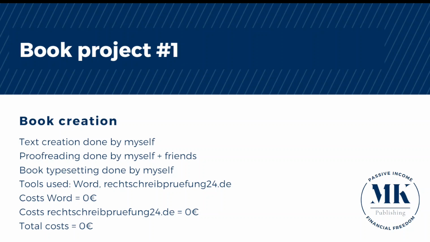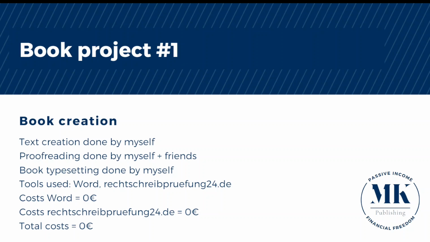Then after the text creation, you need to do a proofreading. So if the grammar is okay or the spelling is okay and so on. I did the proofreading again on my own, and I gave the book to my friends so that they proofread the text again, and this worked very well. You can also check out in Google, for example, Grammarly or grammar tools, copy your text in it, and the tool will check spelling, grammar, and so on.